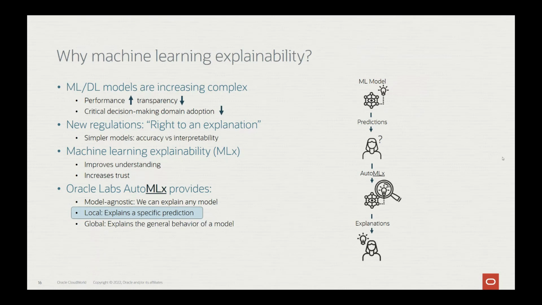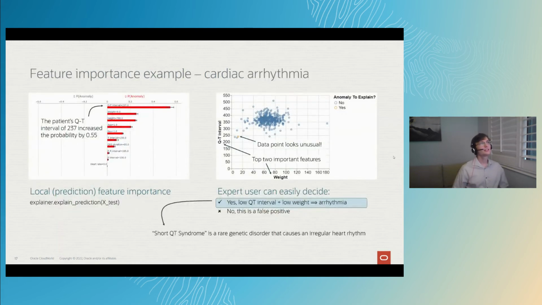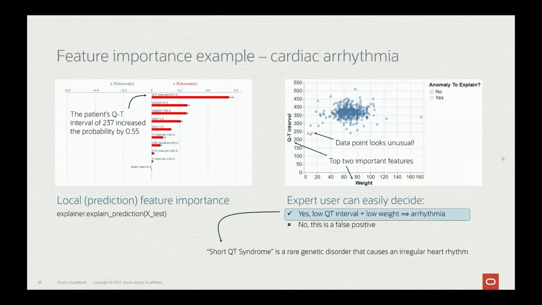Now, in particular, in this talk, I'm going to focus on local explanations, which is where we're trying to explain why a model made a particular prediction, although we do have other variants as well. Let's take a look at an example. In this dataset, we're trying to detect whether or not patients have cardiac arrhythmia, irregular heart rhythms.